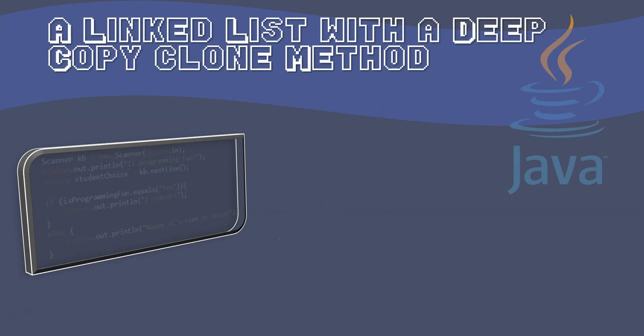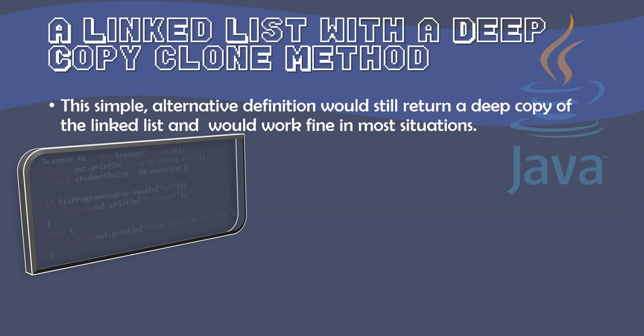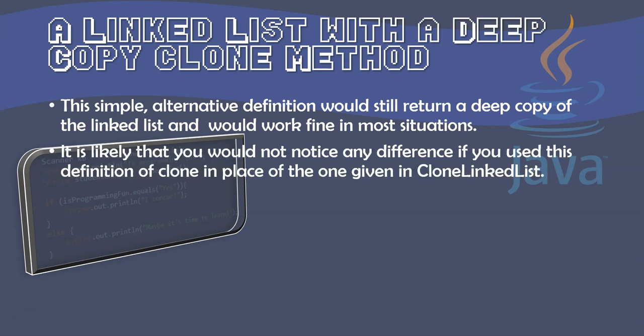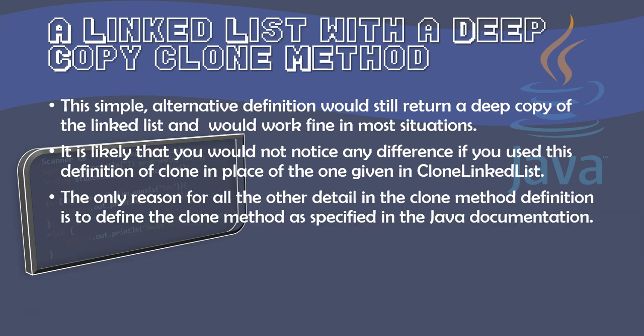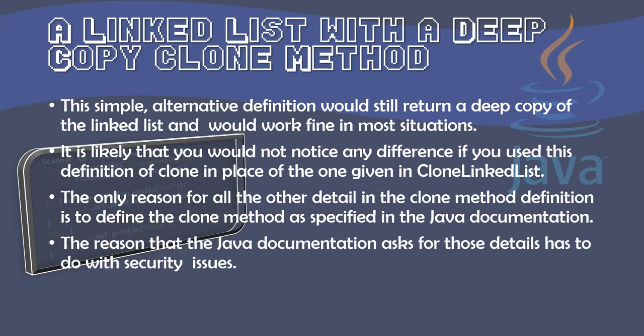Well, a linked list with a deep copy clone method has things that we have to handle. The simple alternative definition that we would like to use is still going to get us a deep copy and would work fine in most situations. In fact, it's likely you would not even notice any difference if you used this definition in place of the one that we gave in CloneLinkedList. The only reason for the other detail is to define the clone method as specified within the Java documentation. The reason that the Java documentation asks for the details has more to do with security issues than with the actual implementation.